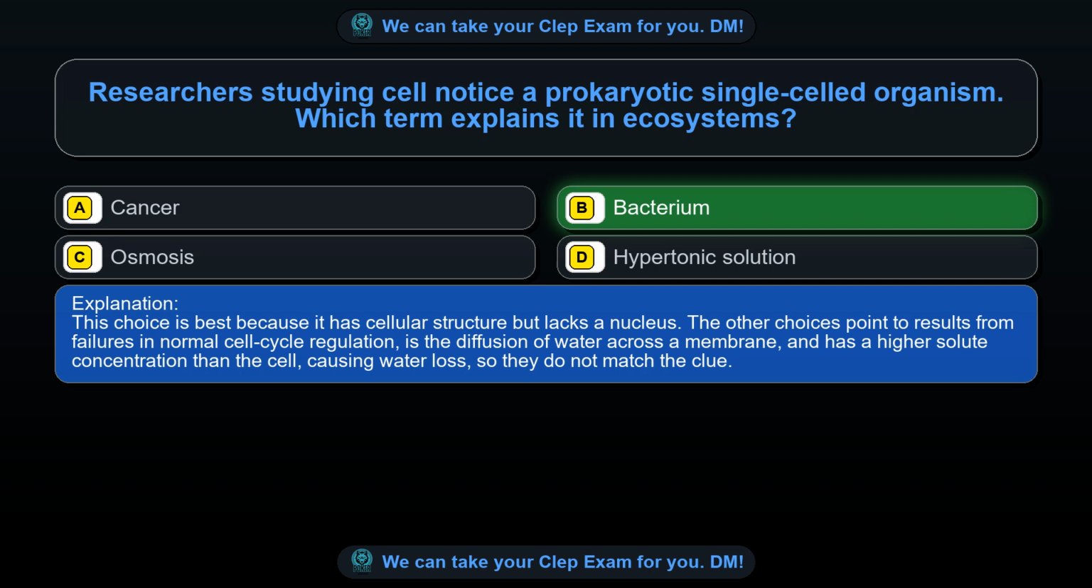The other choices point to results from failures in normal cell cycle regulation, the diffusion of water across a membrane, and a solution that has a higher solute concentration than the cell, causing water loss, so they do not match the clue.